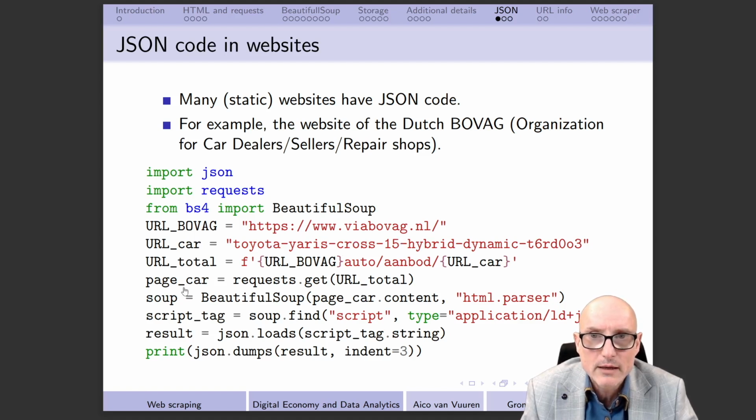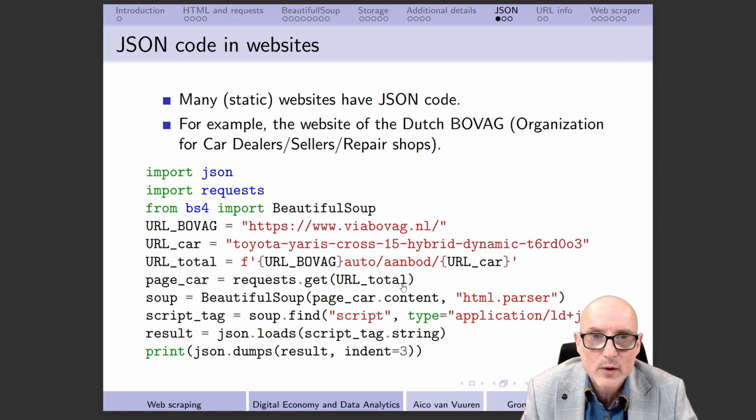Well, in order to get that into Python, what we can do is at least get the HTML code into Python. We can do that by using a variable page car, and for that we need a request, and we're going to get it by using this function get that we have over here, and then we are going to have as an input our URL that we have just constructed by this line of code that we have over here.